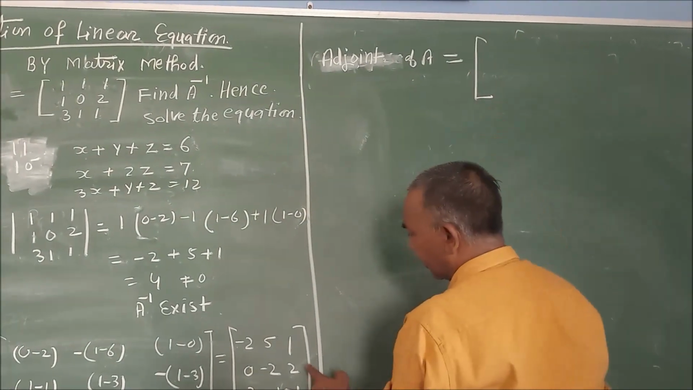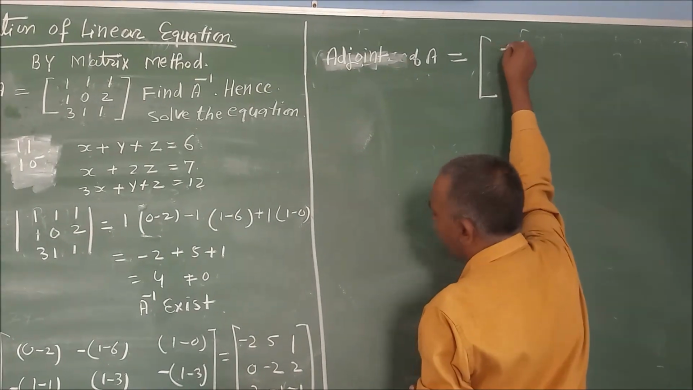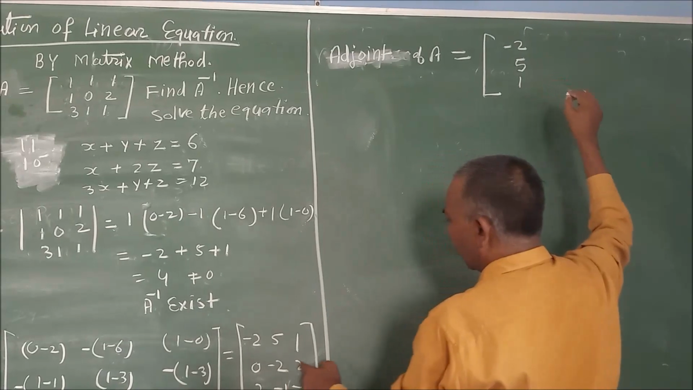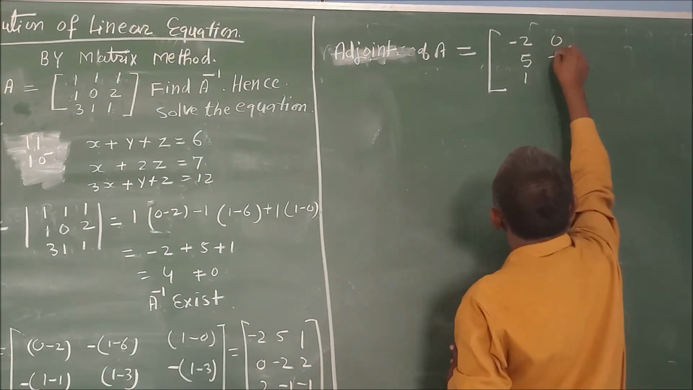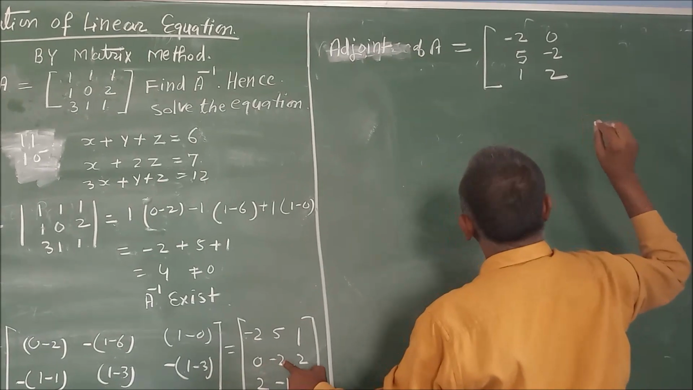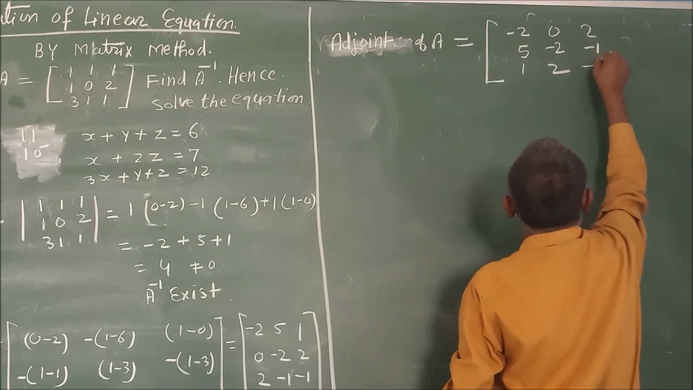So we will change R1 to C1. Write its rows as columns. So you may write minus 2 5 1, 0 minus 2 2, 0 minus 2 2, and after that 0 minus 2 2, 2 minus 1 minus 1, 2 minus 1 minus 1.